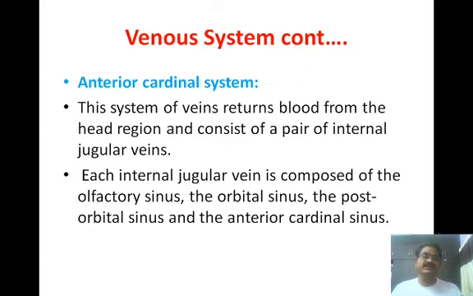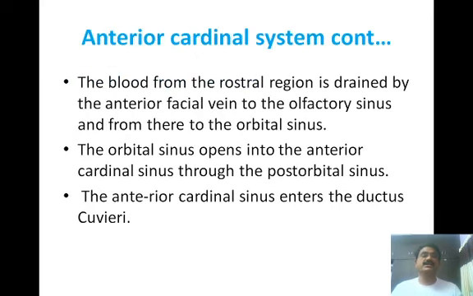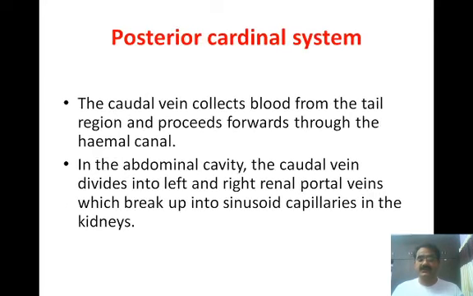Here they open into the sinus venosus. Now the blood from the rostral region is drained by the anterior facial veins to the olfactory sinus, and from there to the orbital sinus. The orbital sinus opens into the anterior cardinal sinus through the post-orbital sinus. The anterior cardinal sinus enters the ductus cuvieri.